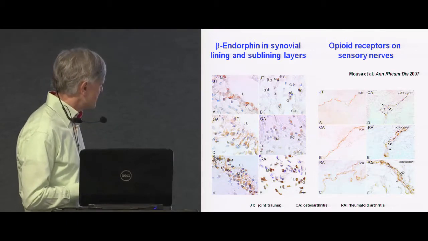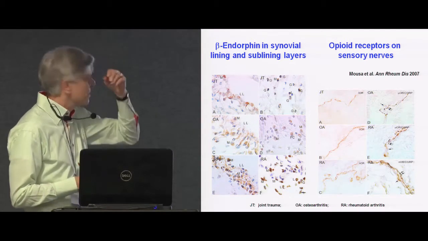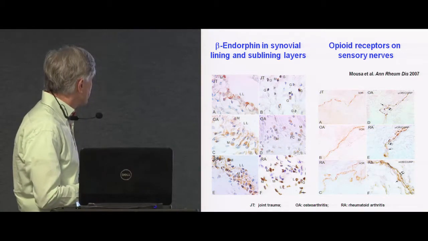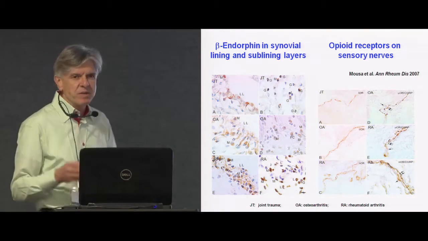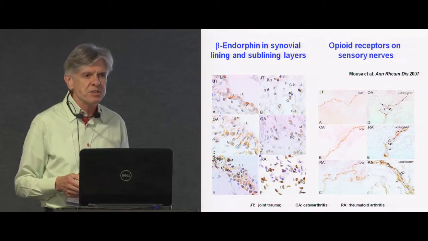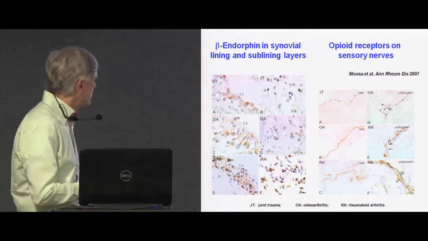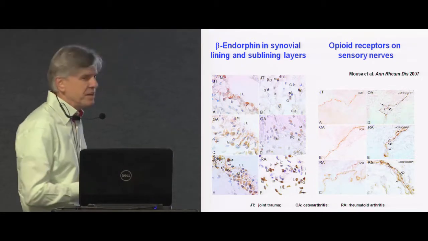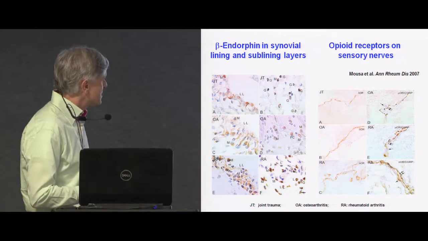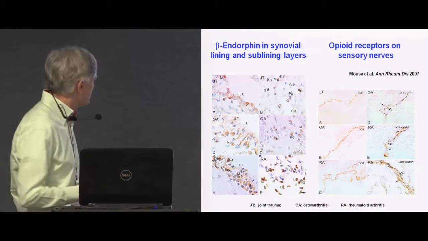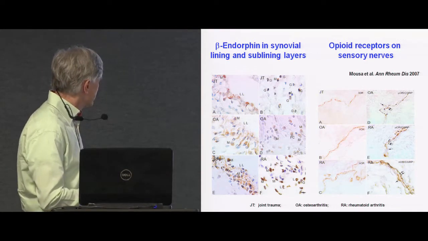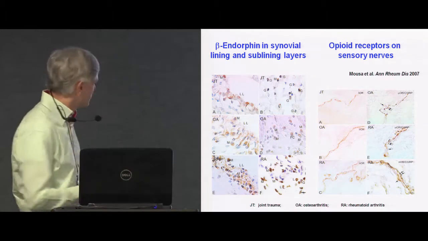This is one of our first studies in 2007 where we looked at the occurrence of endogenous opioid peptides in human tissue. Again, we looked at patients undergoing knee surgery. We took biopsies from these patients during the operation. We looked at cells in the knee joint, in the synovial tissue, and we looked at sensory neurons in the same tissue, and we found a lot of beta endorphin containing cells in 3 different groups of patients.